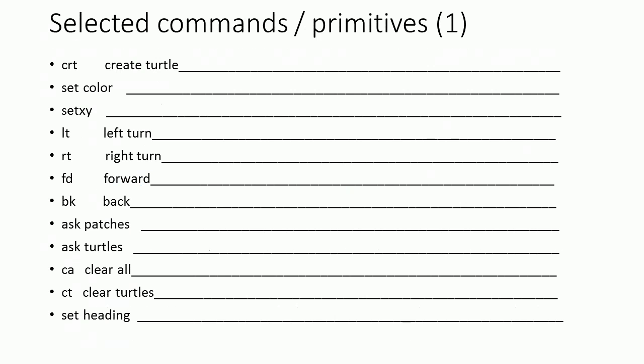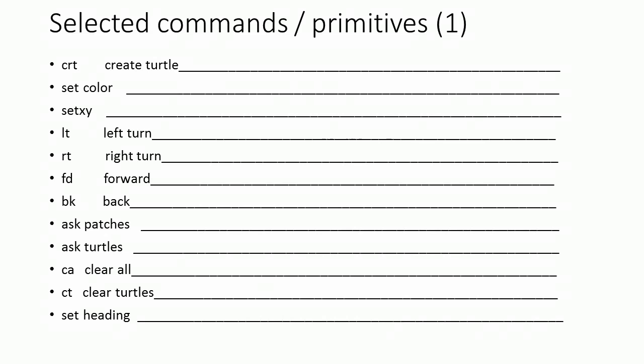All right, so CRT, or Create Turtle, has a bunch of operands after it. You can look it up in the guide, but it creates turtles, a certain number of turtles. And usually that's often specified on a slider when you build a model. Set color sets the color of the turtles or a patch, depending on which way you use it. Set XY sets the XY coordinates, the position.